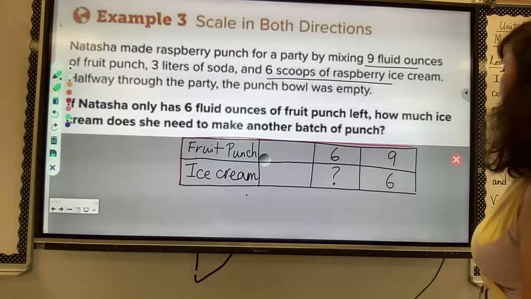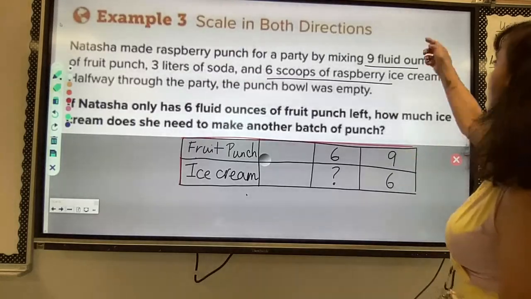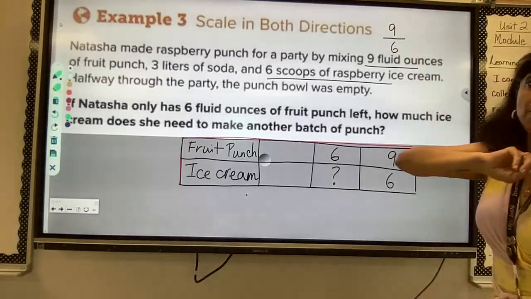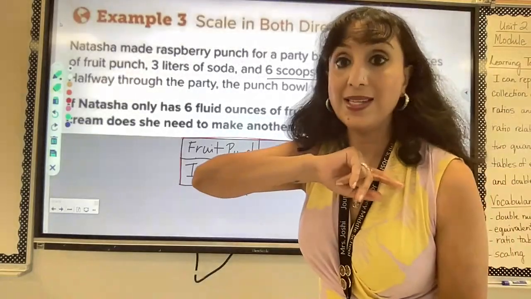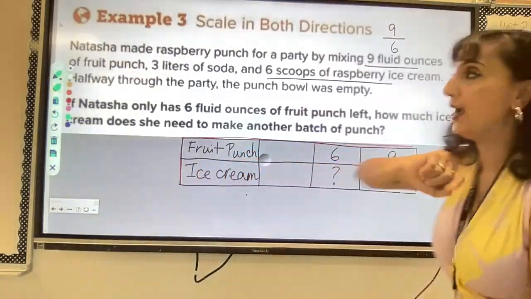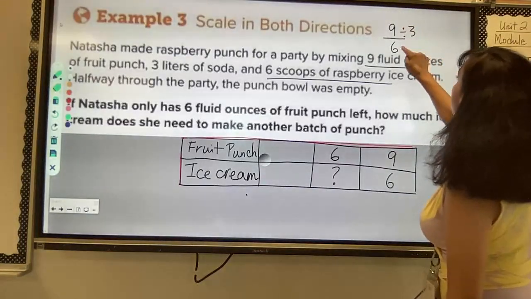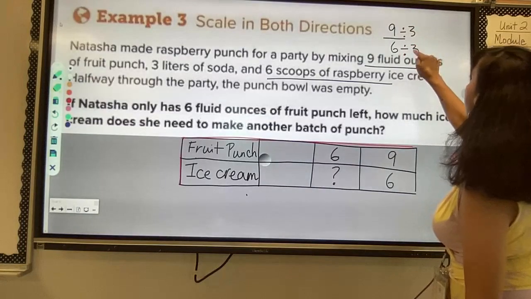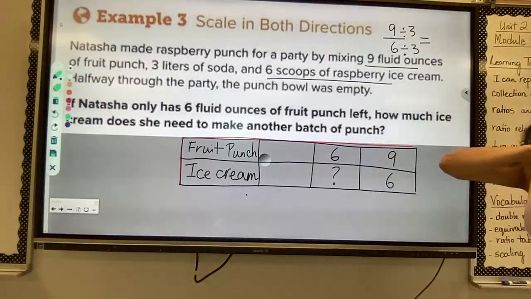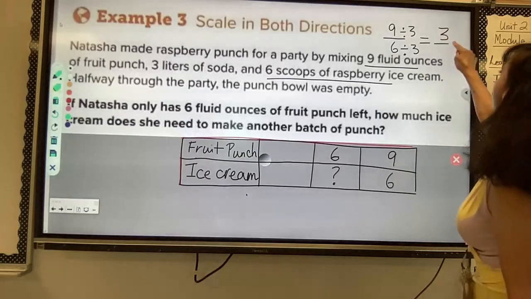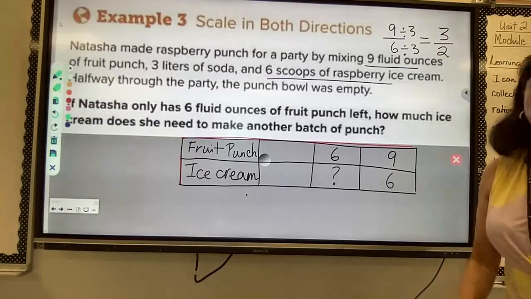So let's look at this. I do have 9 and 6. So look, if I do this, look, I'm showing you another way. They are both divisible by what? 9 and 6 are both divisible by 3, right? So if I divide by 3, and if I divide by 3, what equivalent ratio do I get? I get 3 over 2, 3 to 2.